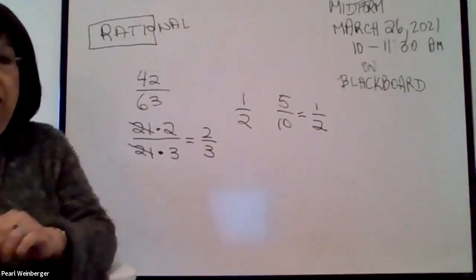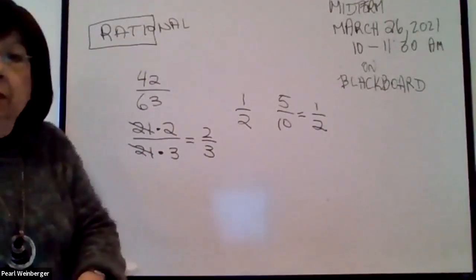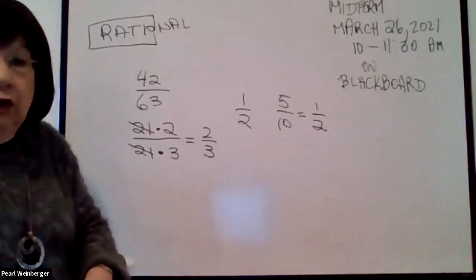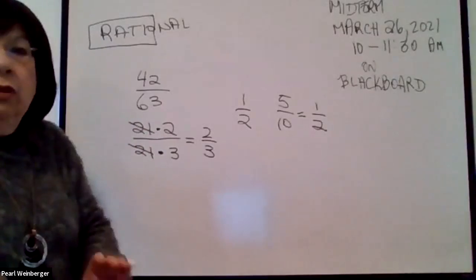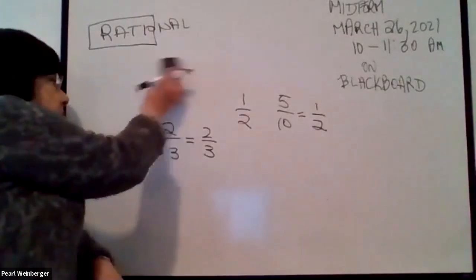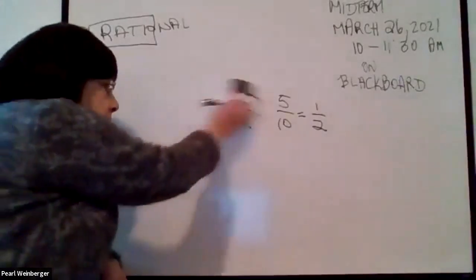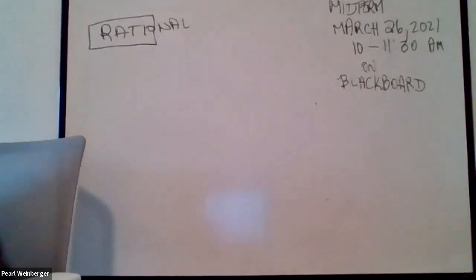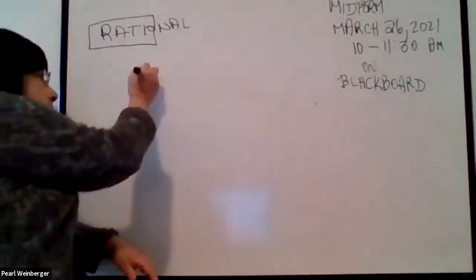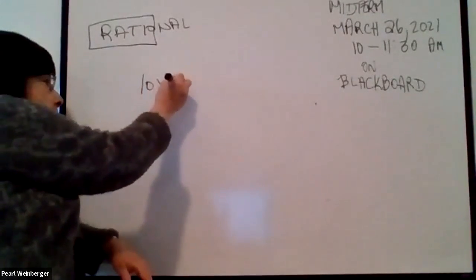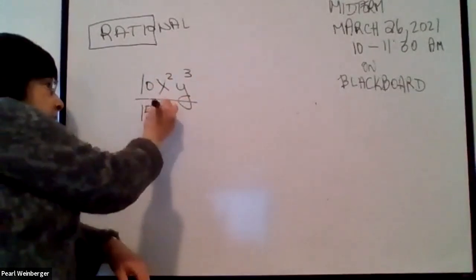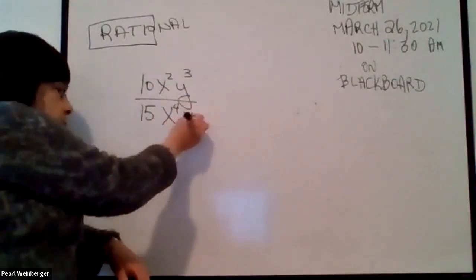So I'm going to do this in 2 steps. I'm going to start out with expressions, algebraic fractions that are all monomials. In other words, let's say I have something like this: 10x²y³ over 15x⁴y.